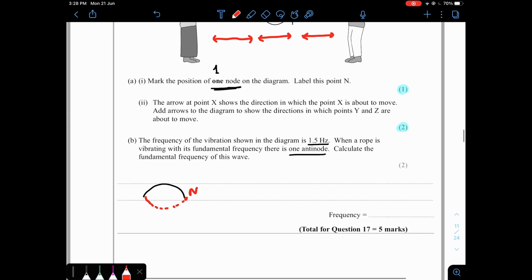So calculating the fundamental frequency would just be 1.5 Hertz divided by 3. So our answer should be 0.5 Hertz. That's our final answer. And don't forget the unit. The units are very important. So 0.5 Hertz is our answer.